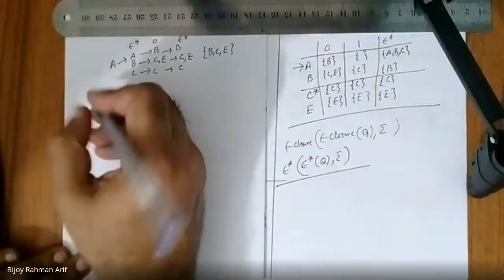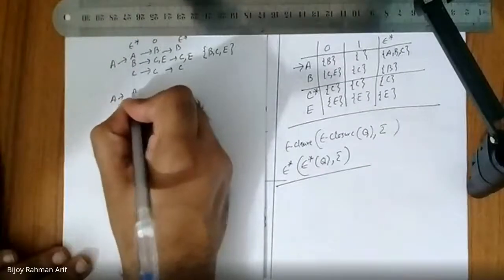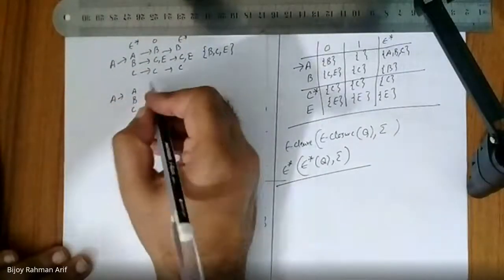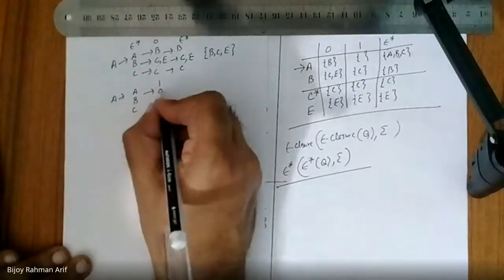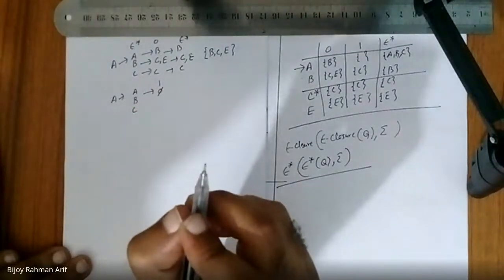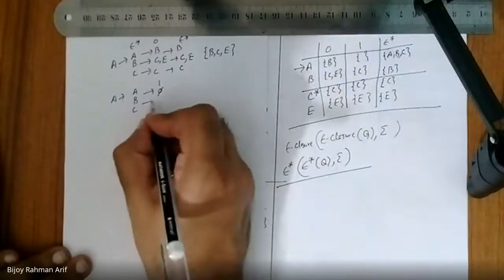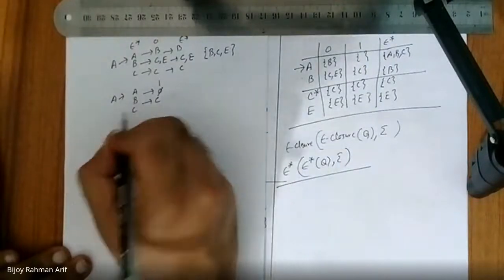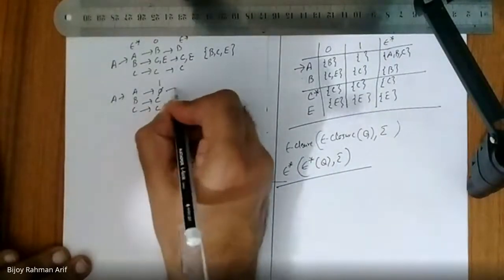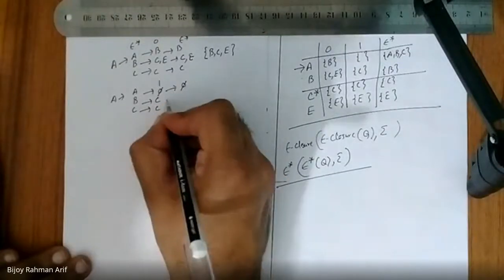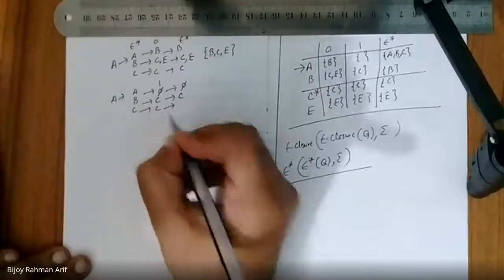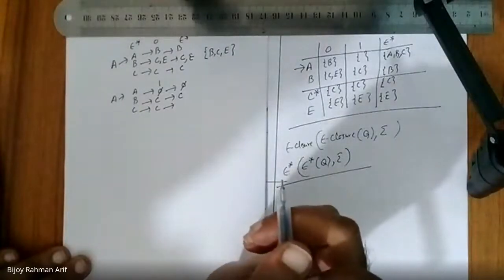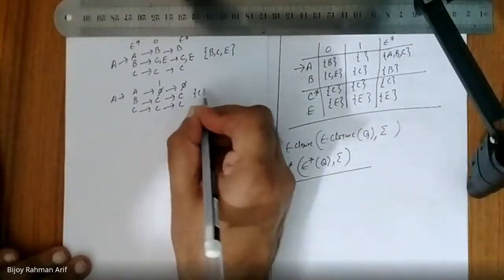Now let's take ABC on 1, where should it go? A on 1 goes to the empty set, B on 1 goes to C, C on 1 goes to C. Empty set's epsilon closure is the empty set, C's is C, and this one is also C. So the result is C.